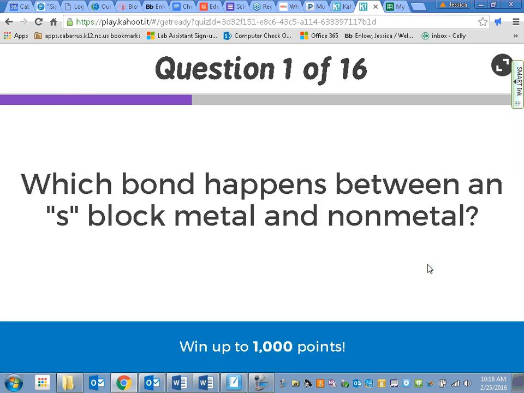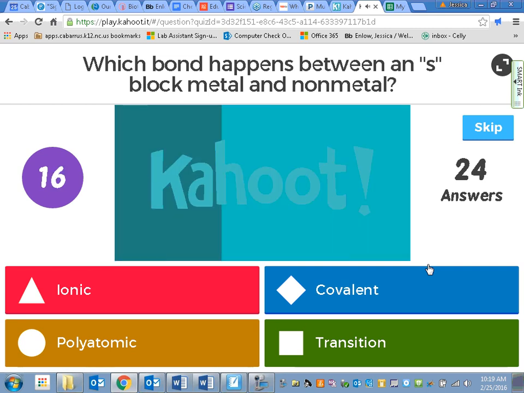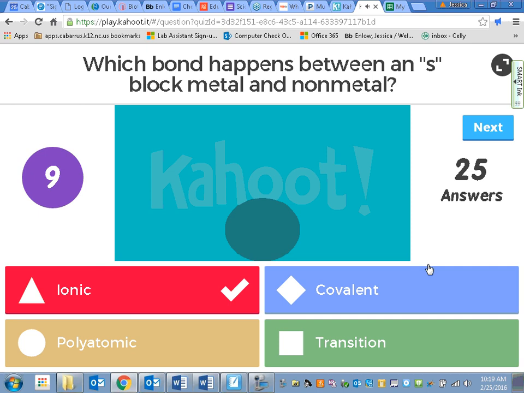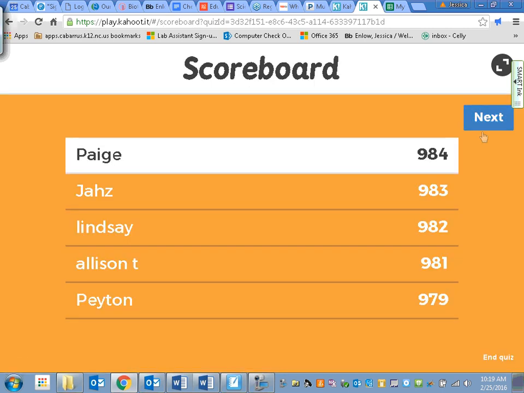Which bond happens between an S block metal and a non-metal? I have free will to move on once I get most of my people. Do I have everybody? Almost? Okay, ionic. So it's basically asking about metals versus non-metals. S block means metals. Non-metals are on the other side. So we're clear, blue and green. Transition is a metal, but not S block. Okay, yeah, Paige. Okay, keep going.